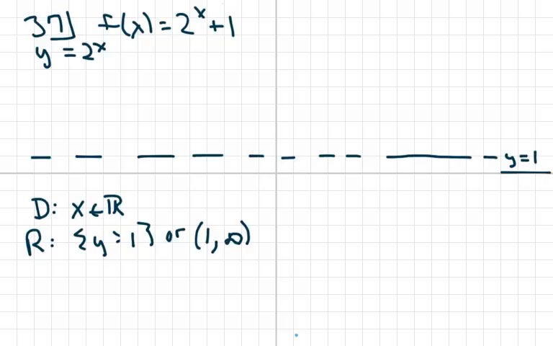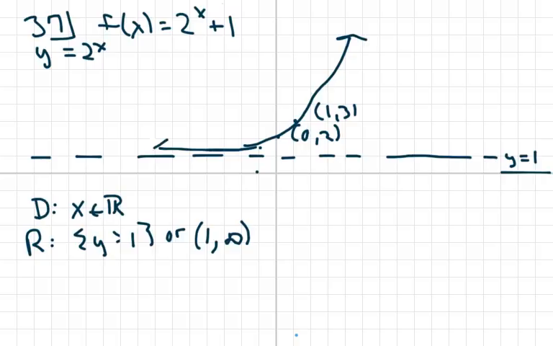So basically we're just graphing what we did before, but we're just shifting everything up by 1. So my new y-intercept is at 0, 2. And I'm just going to plot 1 will go to 3. So this is 1, 3. And negative 1 is 3/2. So basically it's right there, and it would look like this. Alright, something like that. Okay.